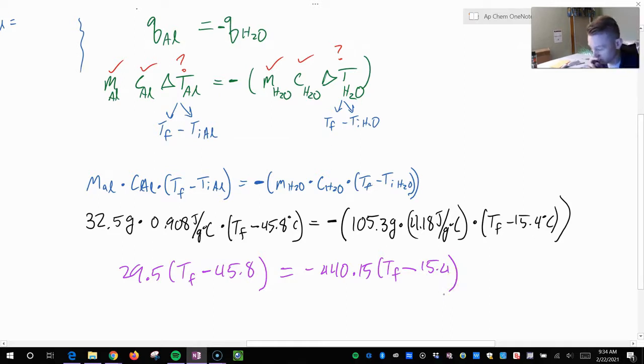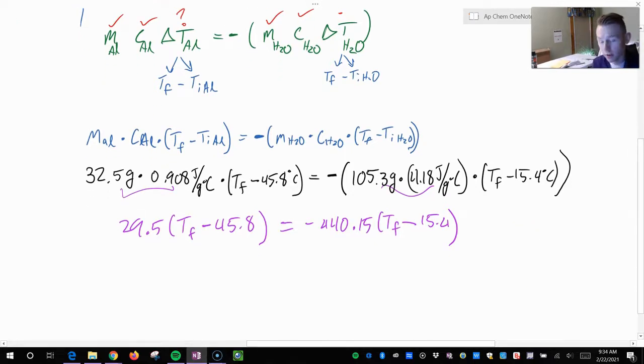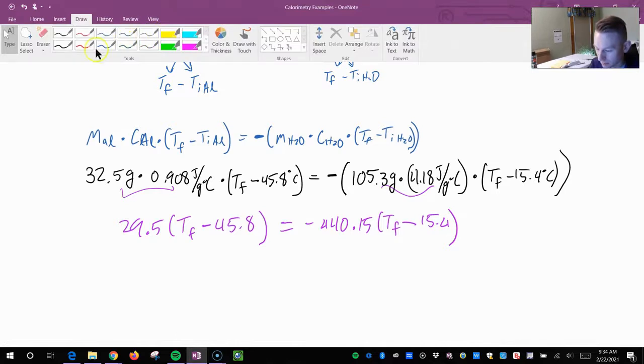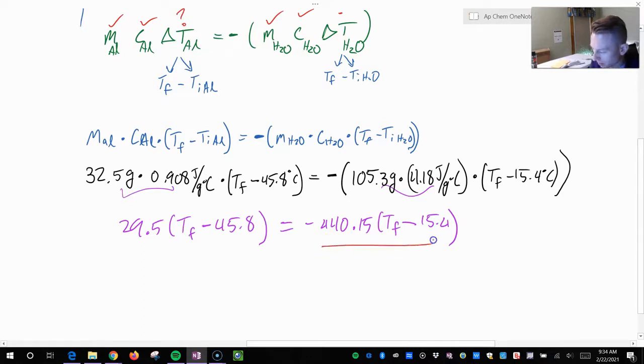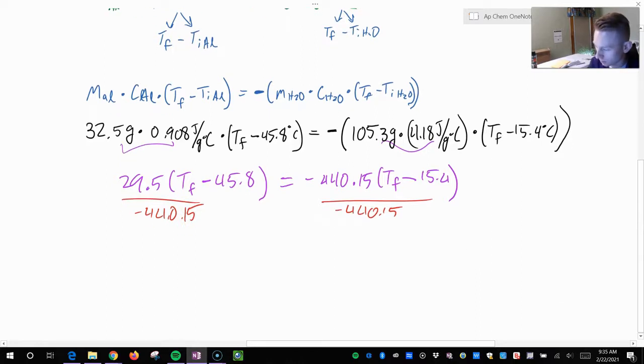So I just did multiplication here. I dropped the units off just because sometimes that can make life just a little bit more complicated than it needs to be. And now you could distribute these and then you'd have 4 terms to deal with, but you could also divide here, which is what I'm going to do. So I'm going to divide both sides by negative 440.15. That would go away, so I'm left with TF.